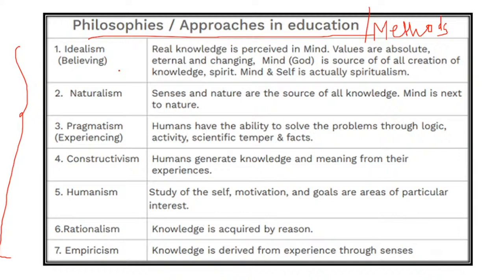When we talk about various philosophies, idealism is one of the philosophies, believing that real knowledge is perceived in the mind, and values are absolute, eternal and unchanging. God is the source of all creation, and our mind is set like that. This is more about the creation of knowledge, spirit, and it is actually spiritualism. We believe in what is basically natural; there is no confirmed method over here.